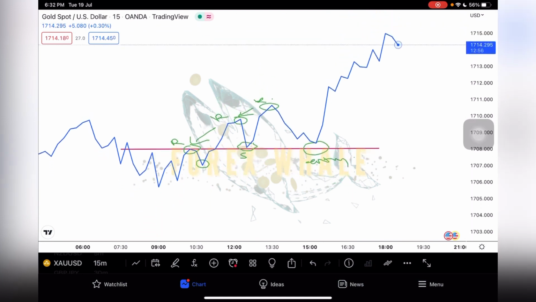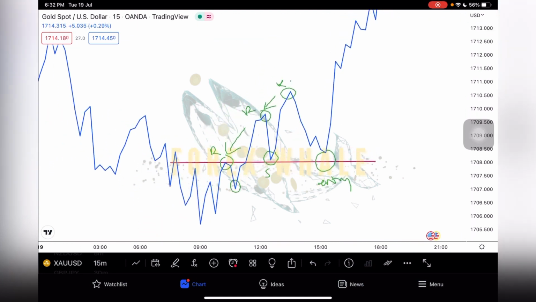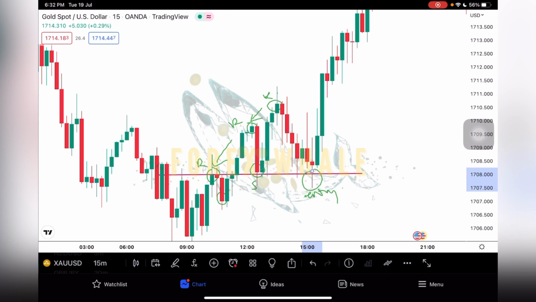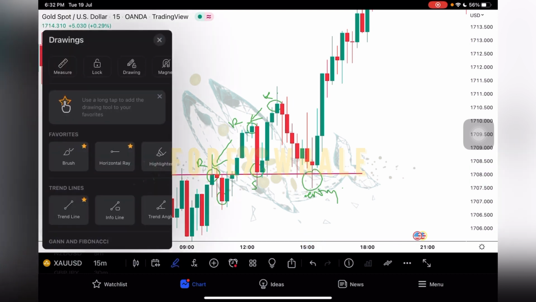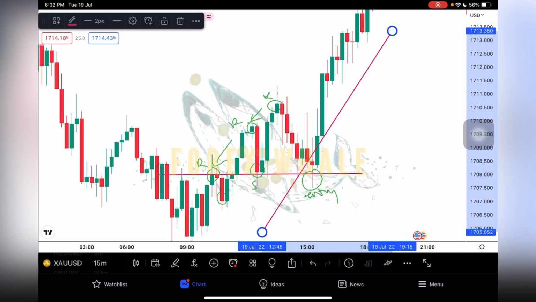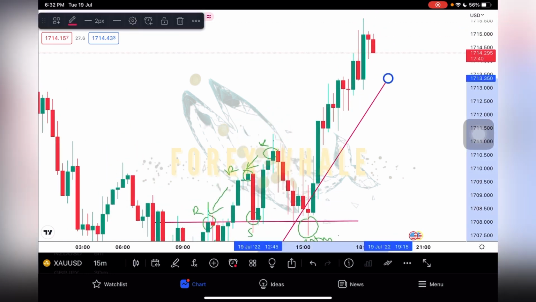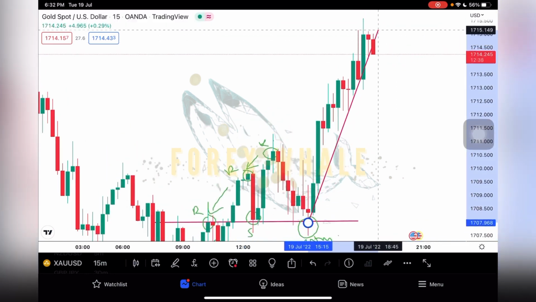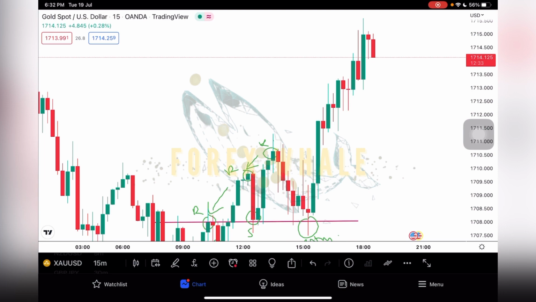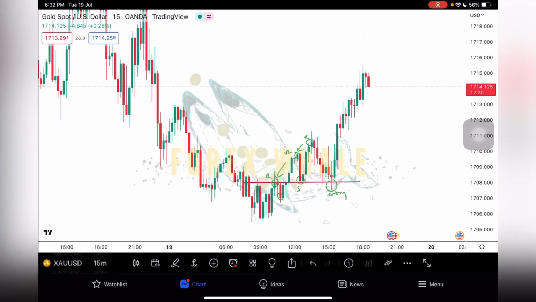Look, price went all the way up. So switching back to the candlestick, this is where we took our entry, and then price went all the way up. I think about 60 pips, I guess, around 50 pips. Okay, so this is the first example for RBS.